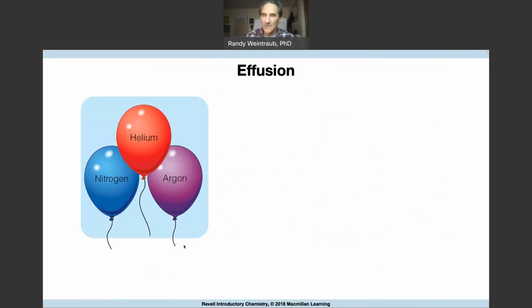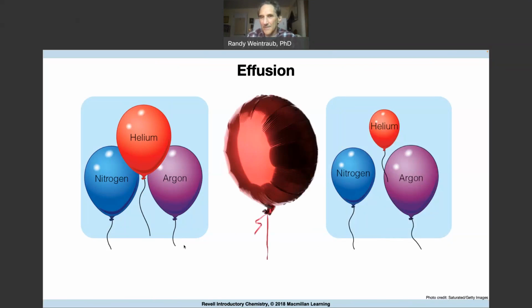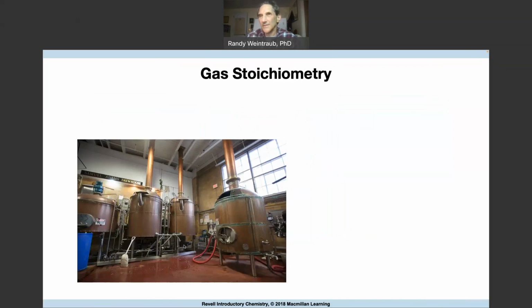So we see this principle of effusion in the ways that balloons lose their gas. If we fill rubber balloons, one with helium, another with nitrogen and another with argon, we will see the balloon filled with the lightest gas, helium, deflate faster. And for this reason, helium balloons typically use less porous materials, to make them last longer.